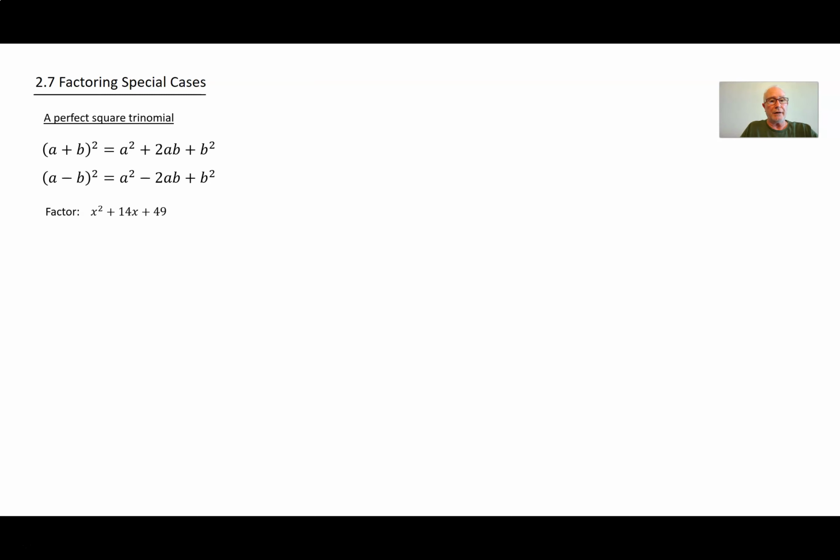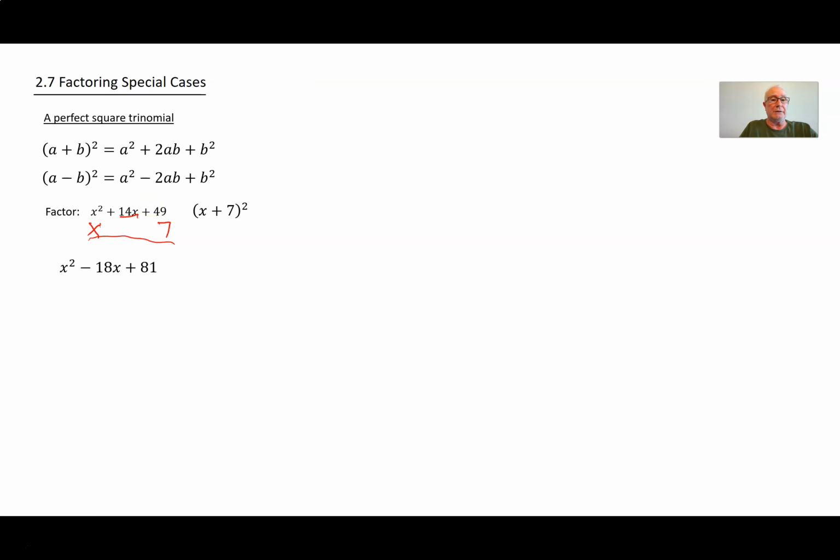So we're going to look at factoring x squared plus 14x plus 49. Well, the first term, x squared, is a perfect square. The square root of x squared is x. The last term, 49, is a perfect square. The square root of 49 is 7. So now to see if it's a perfect square, if we multiply x times 7 and then go times 2, does that give us the middle term? 7x times 2 is 14x. So then that is a perfect square. So then that factors to (x + 7) squared.